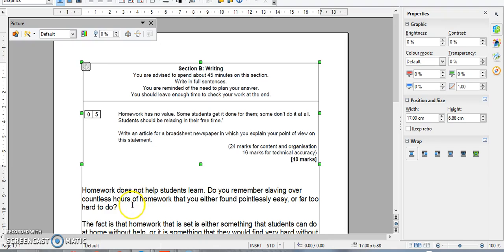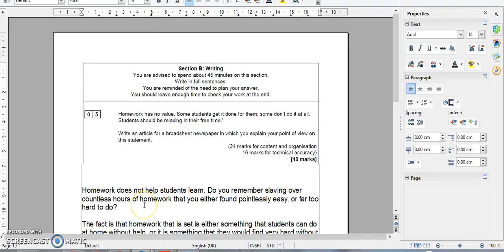So I've drawn on this, and this is my point. And you'll notice that I've also included a nice little rhetorical question here. It's good to include such techniques in persuasive writing. Again, we'll look at this later. So my point is this: homework does not help students learn. Do you remember slaving over countless hours of homework that you've found pointlessly easy or far too hard to do?